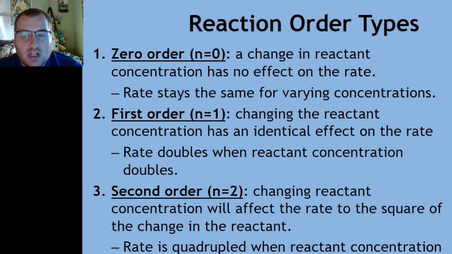Second order: changing the reactant concentration will affect the rate by the square of the change. Basically, the rate is quadrupled when reactant concentration doubles, is what that should say at the bottom there. So if I triple my initial concentration, my rate goes up nine times. Or I could cut it in half, and the rate would go down to a quarter. So there's an exponential effect from the amount of reactant I start with.